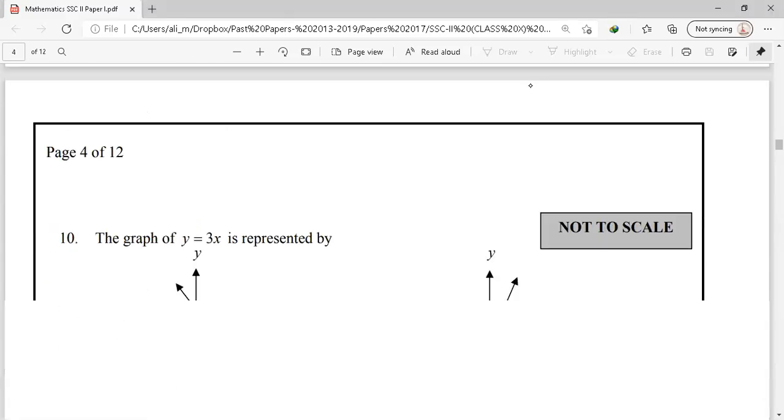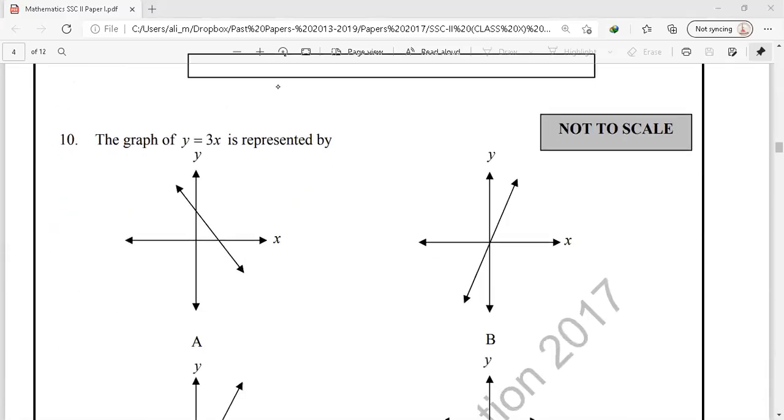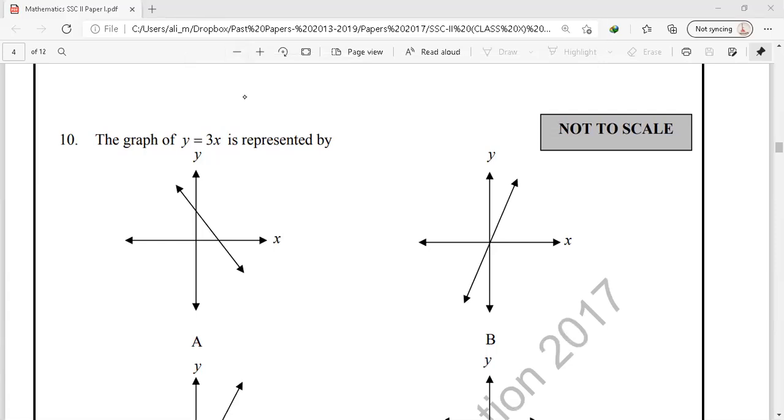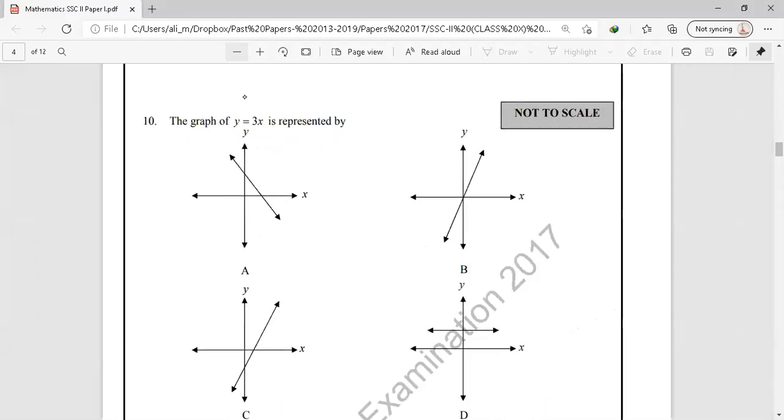So let's see question number 10. And in this question, we have a graph of the linear equation. And the equation we have is y equals 3x. And we have to identify which graph represents this equation. So this graph shows, as we can see, that this is passing through the origin, and this one is parallel to the x-axis, and this equation passes through the x-axis as well as the y-axis, and this equation also passes through the x-axis and y-axis.